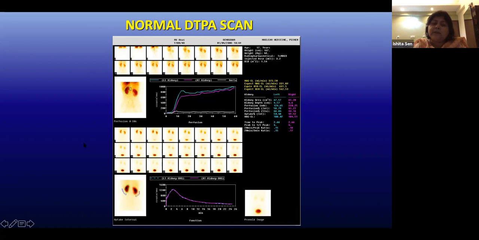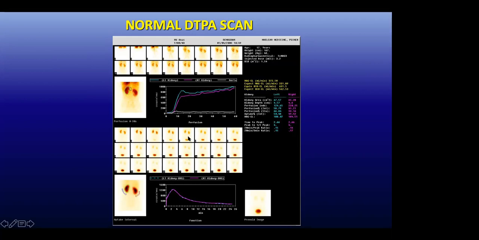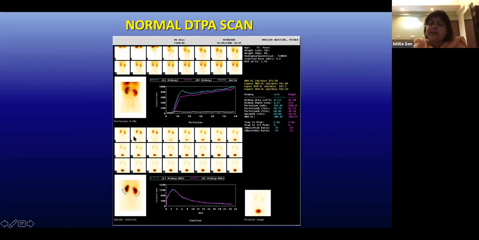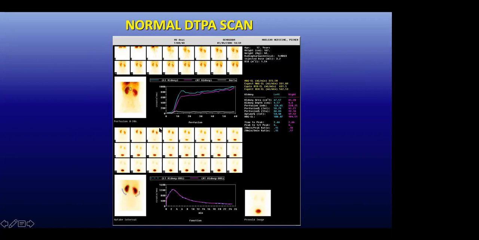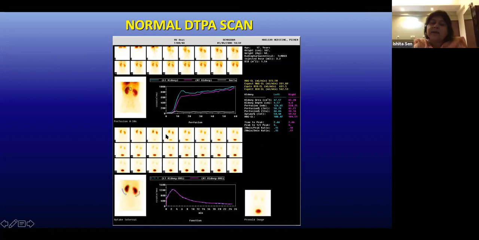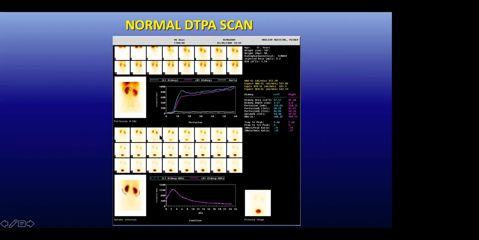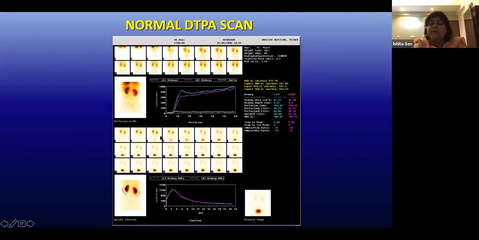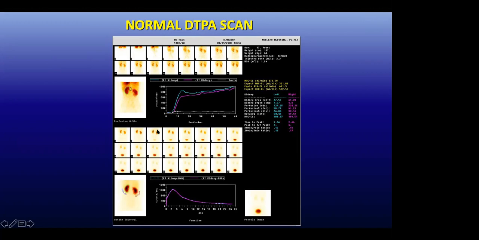The second round of images is your dynamic cortical phase. So this starts from about 1 minute after injection of the tracer. These are dynamic images. So you place the patient on the table, you insert the cannula, you inject the DTPA, and you start taking sequential dynamic images. The cortical phase images are acquired at 1 minute per frame. So each of these images is taken for a duration of 1 minute, and then they are fused, and you get these images which show you 1 minute per frame.